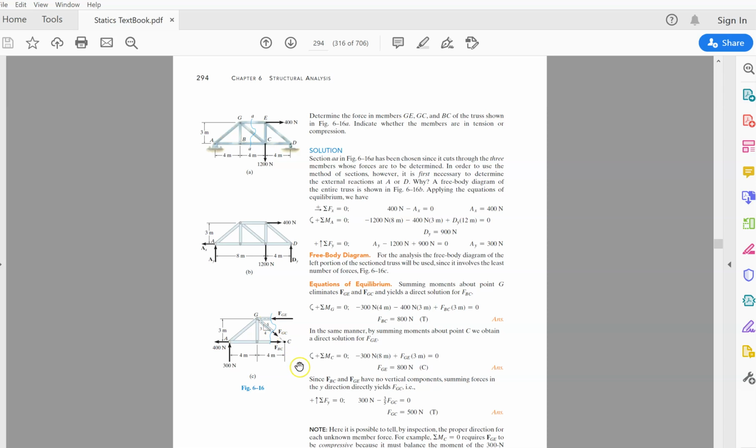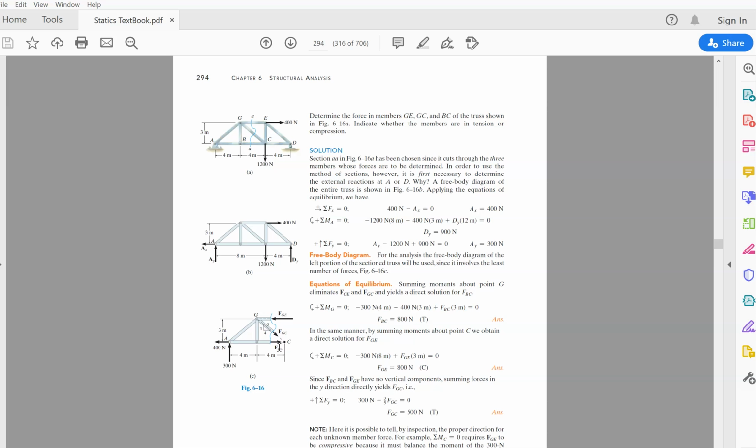The first part is to take moment at G itself to solve for FBC. So 300 times distance 4, because it is point G, and then we have our 400 times 3 and FBC times 3. So you get your answer as FBC 800 tension. Did you see the answer? It is positive, which means the direction that was taken is correct. And look at it, why is it tension? Because it's pulling away. Can you see the rod? It's pulling away, so it's under tension.